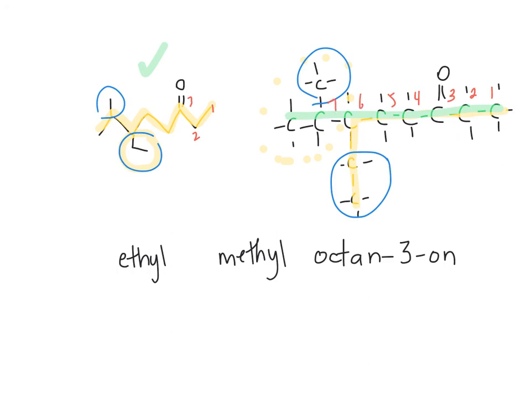So we have a 6 and a 7. So it is 6-ethyl, 7-methyl, octan-3-one. Looks like I forgot my E. There you go. So the structure is 6-ethyl-7-methyloctan-3-one.